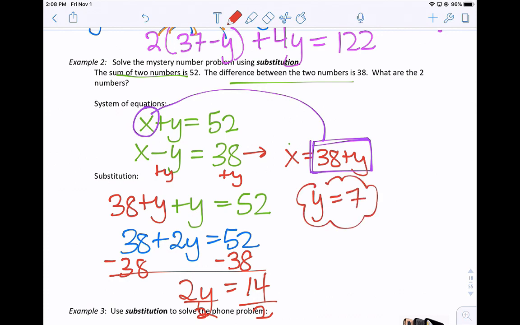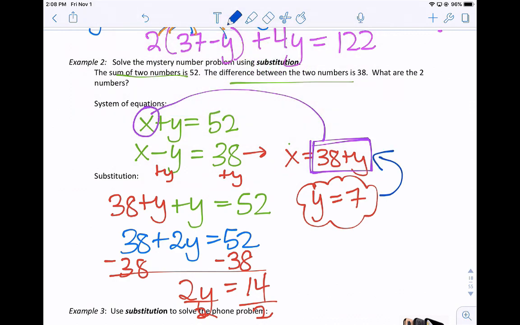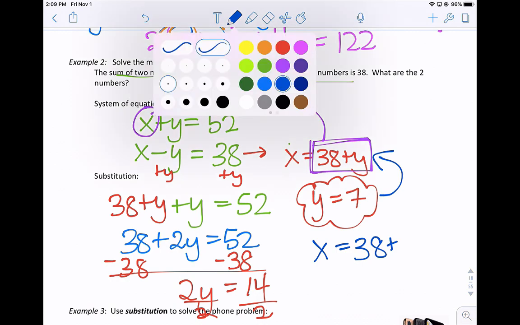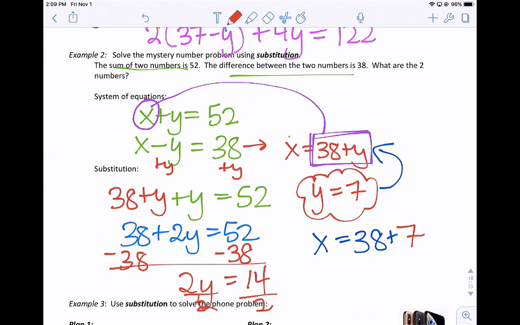Okay, we're halfway done because, again, we're looking for a point of intersection, x and y, and we only have y. So now let's plug back into this equation. You can plug back into either equation, but we'll plug into this one. And we have x equals 38 plus, and instead of y, we'll put 7, because y is 7. And we'll add that together, and we get x is 45.